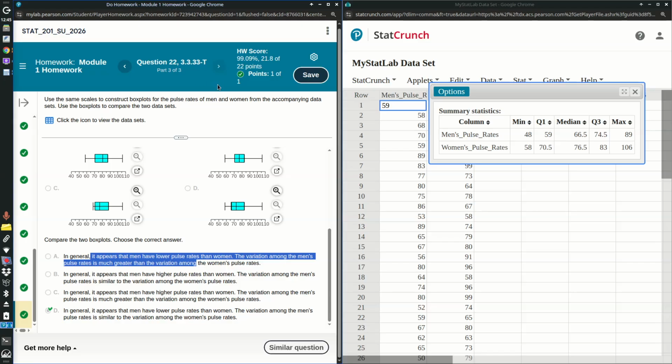Okay, so that's it for the first homework. So hopefully that made sense. The first half basically looking at definitions from the textbook, and then the second half doing some basic summary stats from StatCrunch.